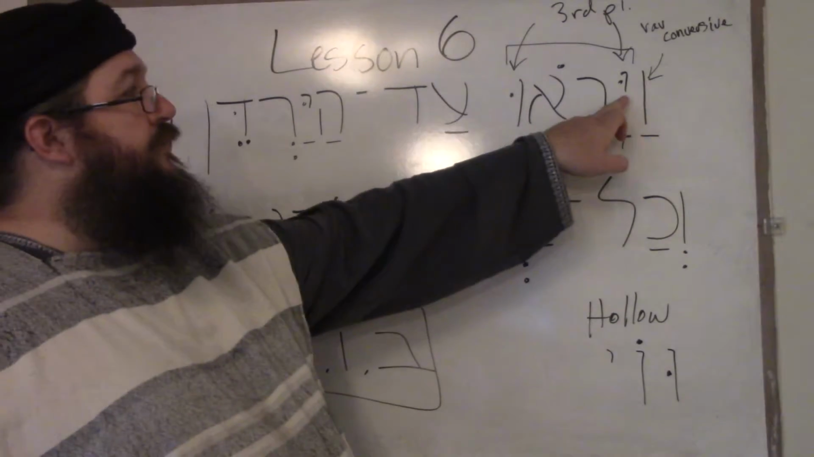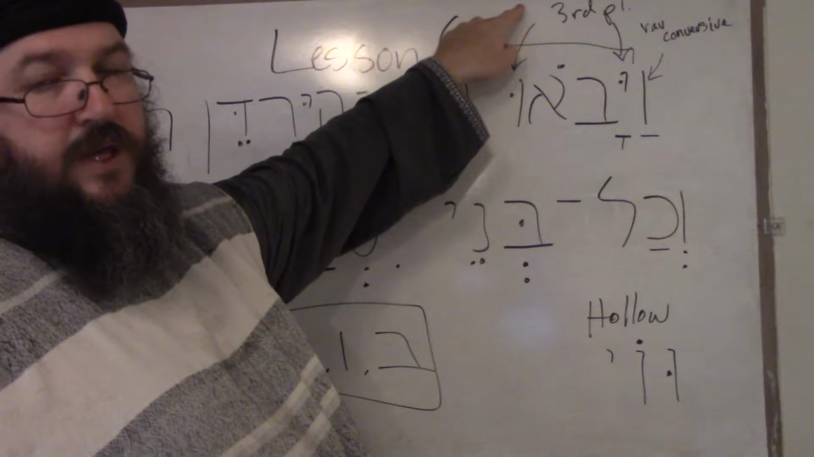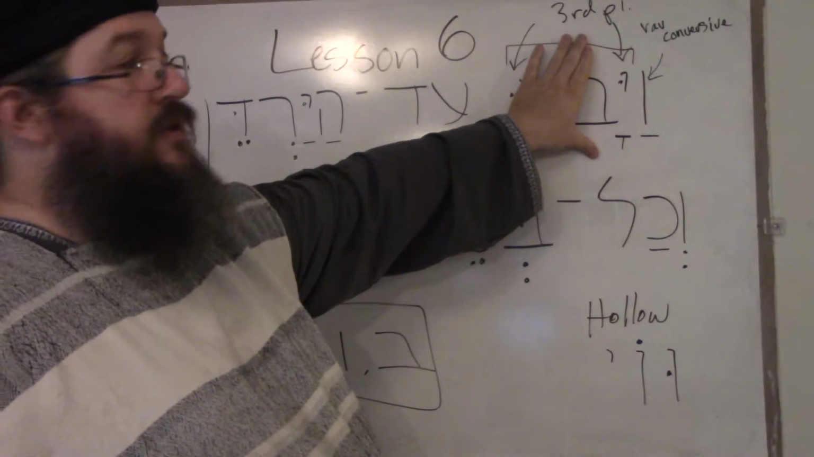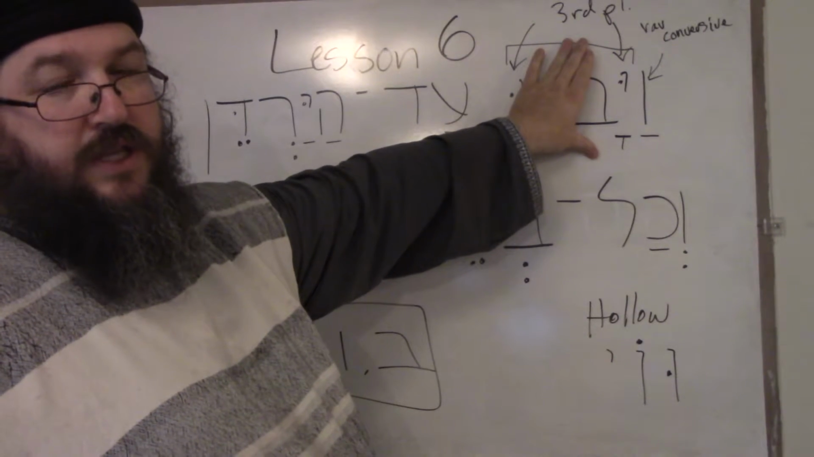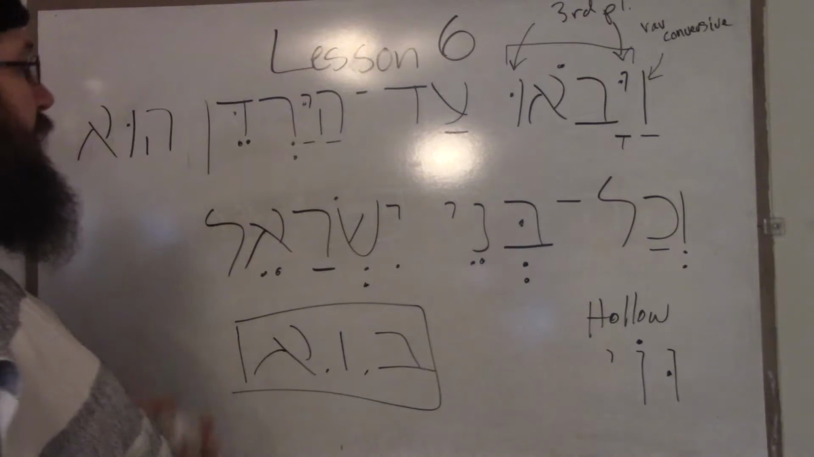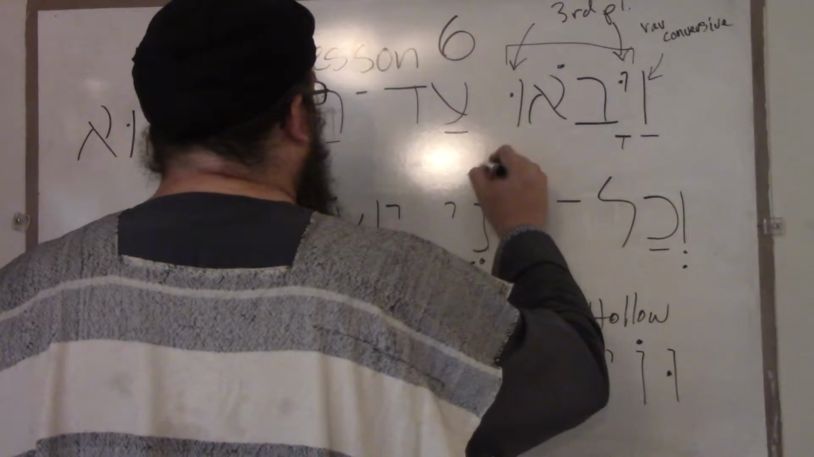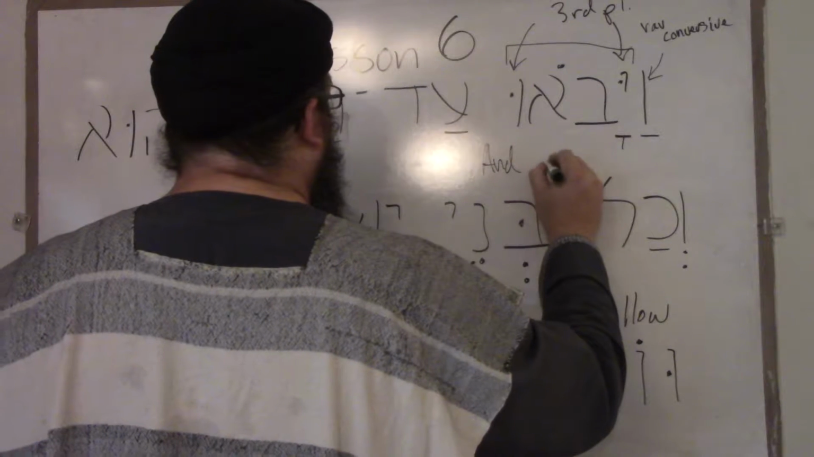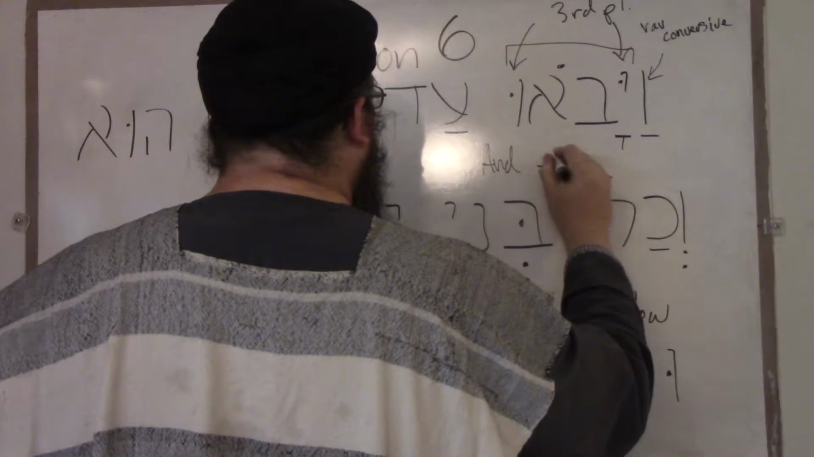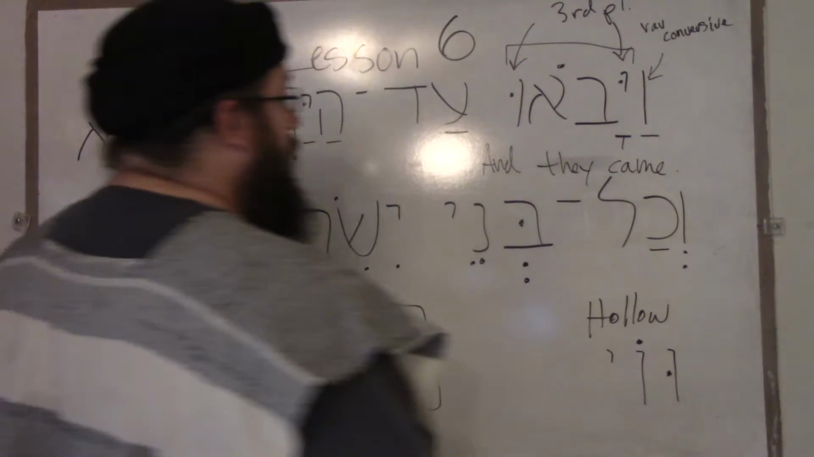So if we have the yud in the front, the vav in the end, we know this is third person plural, okay? Yud is always an indication of third person in the masculine form, so I know it's the third person in the plural form, okay? So now we have here vayavo, and they came, okay?